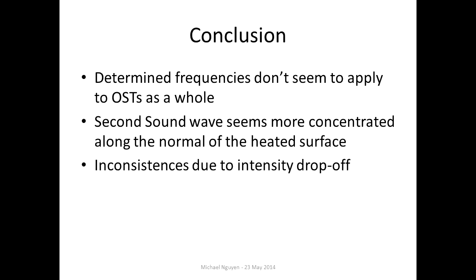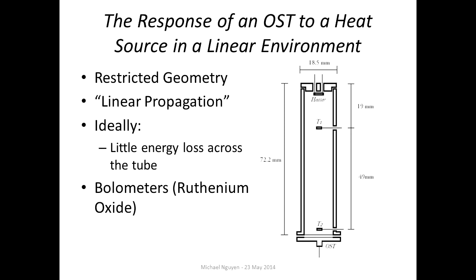And so it would be interesting to see if we can restrict the geometry so that we can get a heat signal without a high energy drop. And so this is the basis for our second experimental setup, where we restrict the heater and the OST to a linear environment, as we can see in this figure. Here we place a heater on one end of a G10 tube and place an OST towards an open end. And ideally, the wave should propagate linearly throughout the tube with little energy loss.